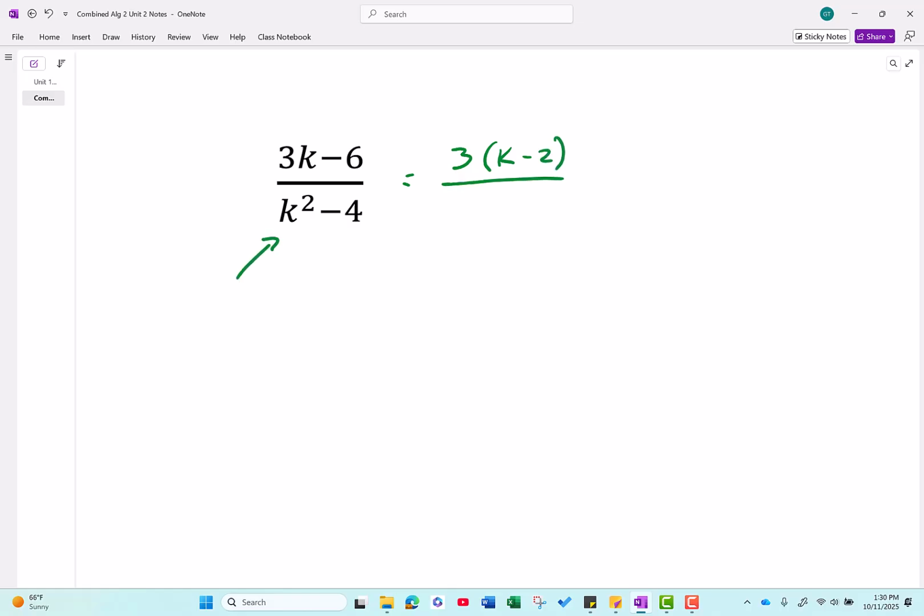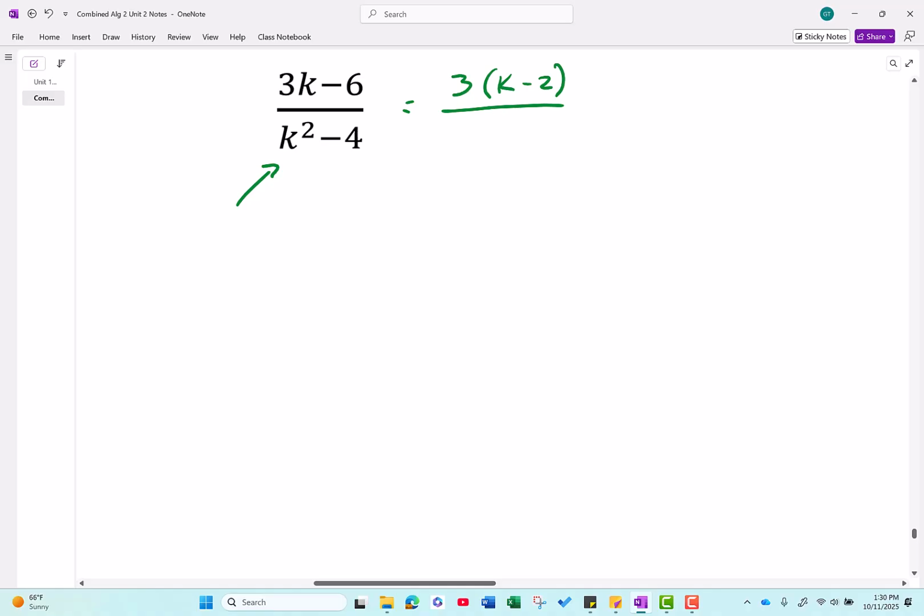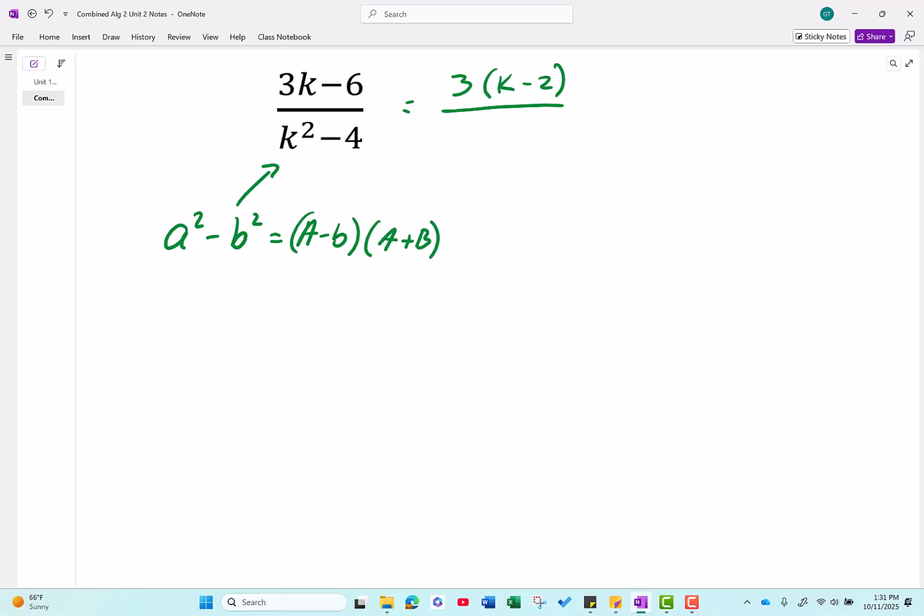And then here, hopefully we can see a binomial with two terms where one is squared and one is just a number. That should be a little red flag that this might be something I'm familiar with, a special case where we have a squared minus b squared. Remember, this is the difference of squares, and this becomes a minus b times a plus b. So I can factor that out. That means this can be k plus 2 and k minus 2.